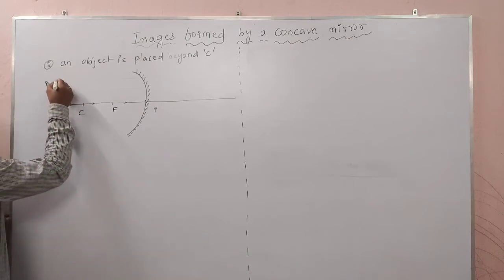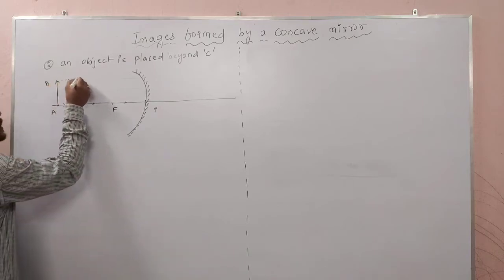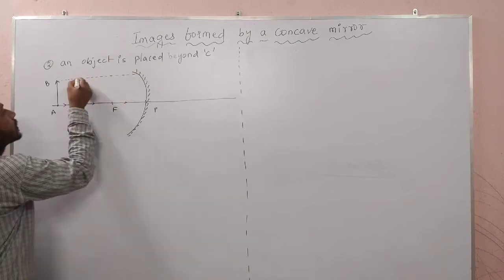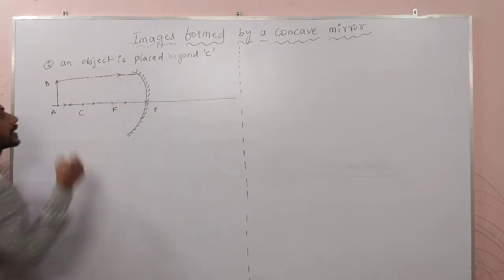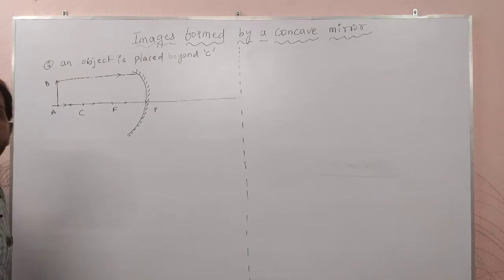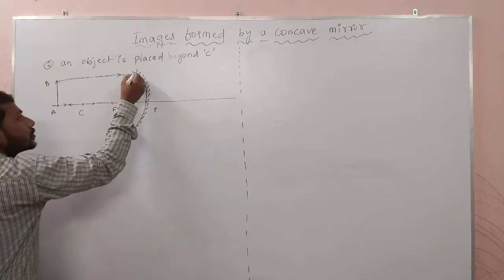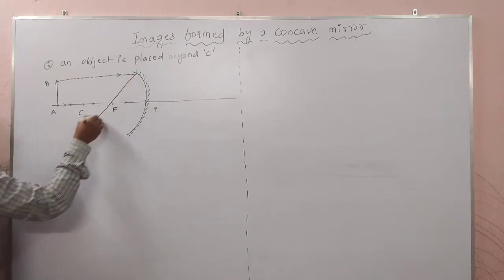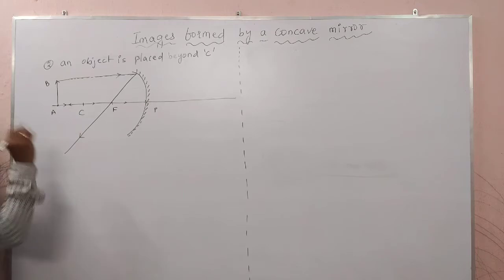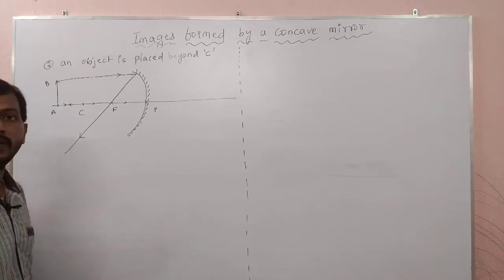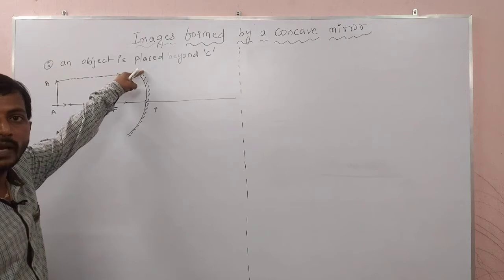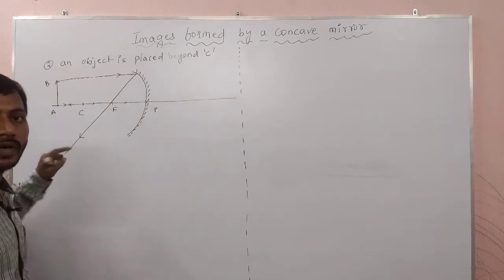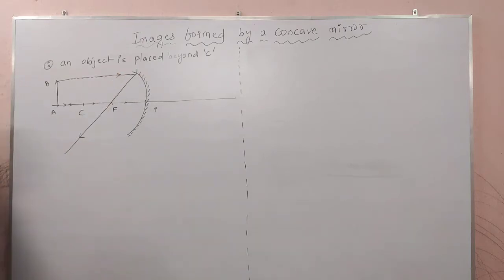For B, the first ray I am going to take is parallel to the principal axis. This is the ray I have taken parallel to the principal axis. If the ray is parallel to the principal axis, it passes through the focus. You know this rule very well. This is the reflected ray. One ray is completed. Which rule did I apply? When the incident ray comes parallel to the principal axis, it passes through the focus. The second rule, you know very well.